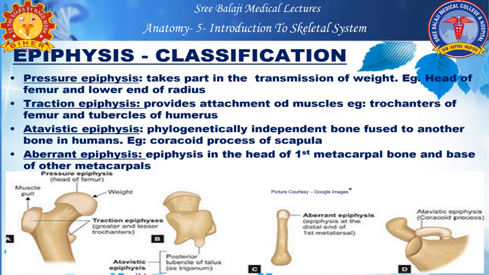The fourth type of epiphysis is called the aberrant epiphysis. Epiphysis in the head of the first metacarpal or the base of the other metacarpal is an aberrant epiphysis. So aberrant epiphysis is nothing but an epiphysis which is not normal.